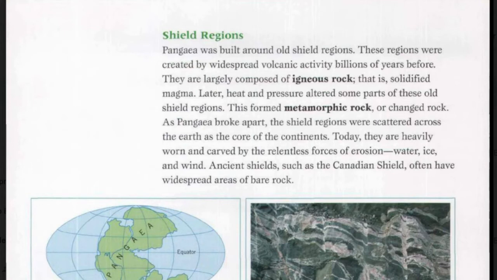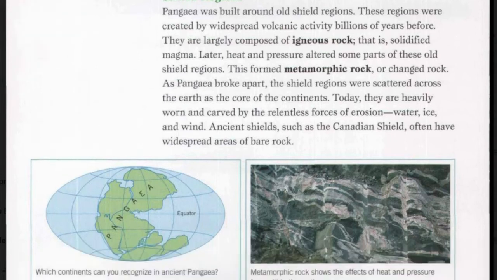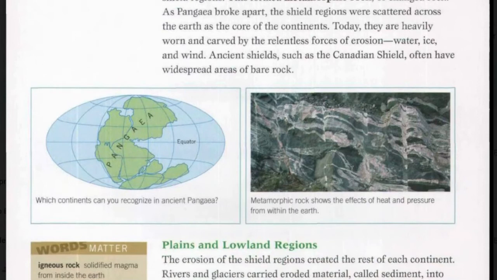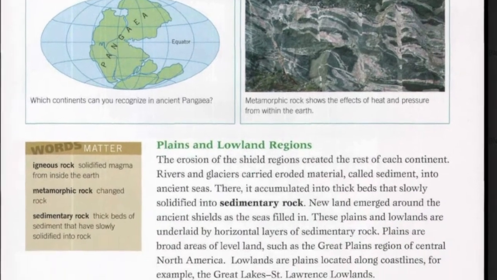Ancient shields, such as the Canadian Shield, often have widespread areas of bare rock. We can see some of those, especially past Brockville and towards Kingston. There are areas of the Canadian Shield you can see along the highway. Which continents can you recognize in ancient Pangaea? And metamorphic rock shows the effects of heat and pressure from within the Earth.